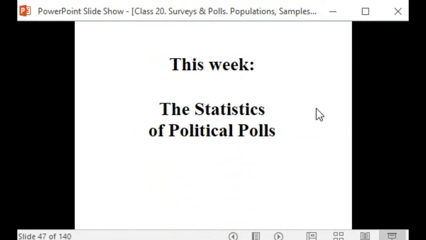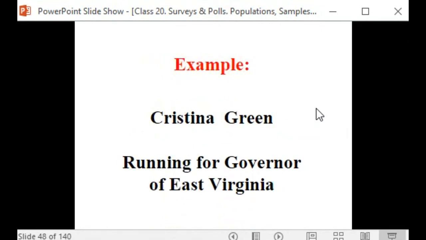This week, we'll be focusing on the statistics of political polls. And this is a good way to learn about the ideas that underlie all surveys and polls. The example we'll be using involves the political polls about Christina Green, who is running for governor of East Virginia. Now, this example is totally made up. There is no state called East Virginia. There really is a state called West Virginia, but there's not any East Virginia. However, this fictional example will help us to understand how political polls and surveys work.